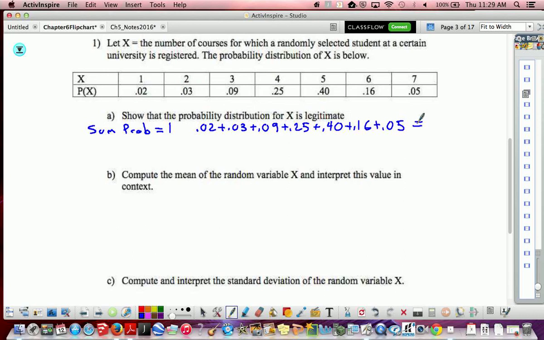Well, let's see here. 5, 14, 39, 79, 89, 95. Woo, adds up to 1. Check. Are all the probabilities between 0 and 1?